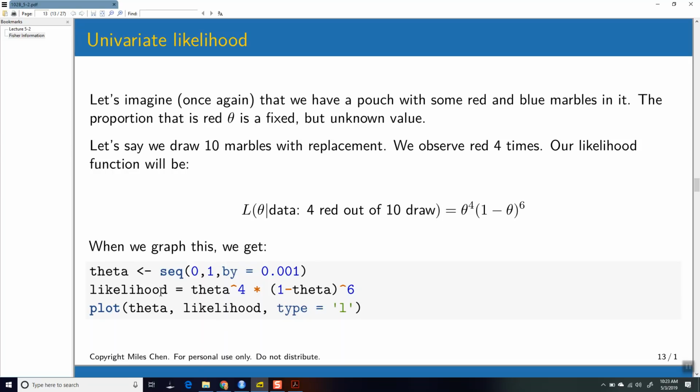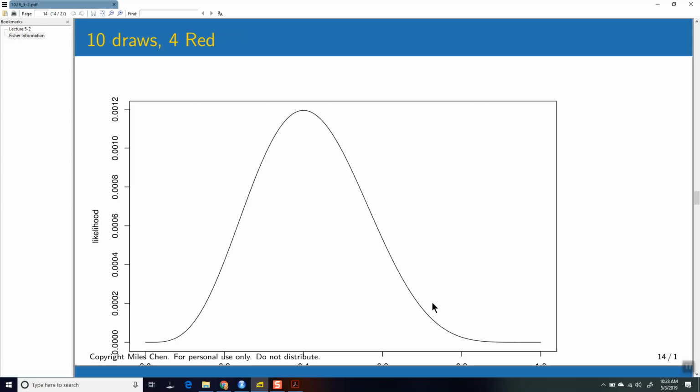If I plot this, all I'm doing is plotting from 0 to 1 theta to the 4th times 1 minus theta to the 6th. This is what our function looks like. The margins are cut off, but it starts at 0 here, ends at 1 over here, and this peak happens at 0.4.